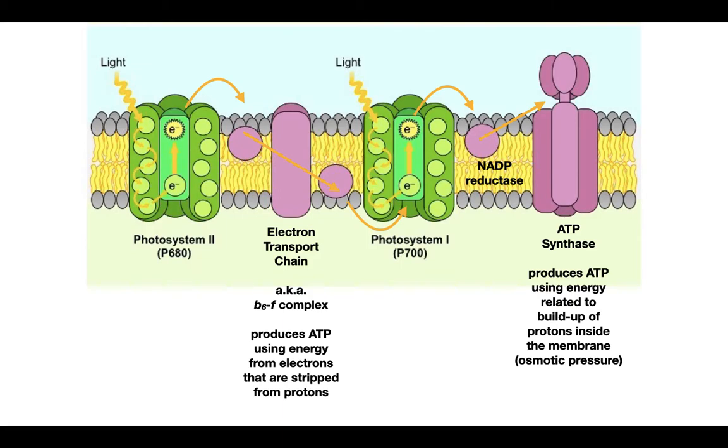Now, a brief moment. Why is photosystem 2 here before photosystem 1? The answer is because people figured out about photosystem 1 before they learned that there was a photosystem 2.